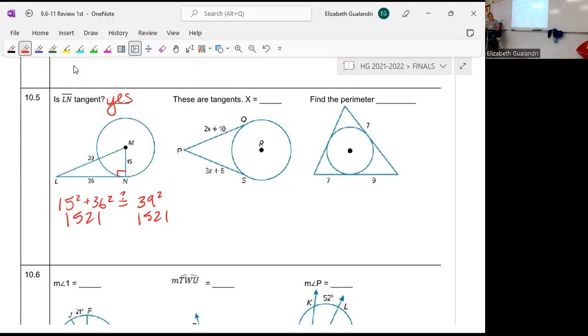Your second one here, you have two tangents, so these are tangents. So you have a tangent and a tangent. We're not worried about that 90 degree. And if you have two tangents that connect to the same point outside, they are equal to each other. So that's all you do here. 2x plus 10 is equal to 3x plus 6. So your x value is going to come out to be 4.